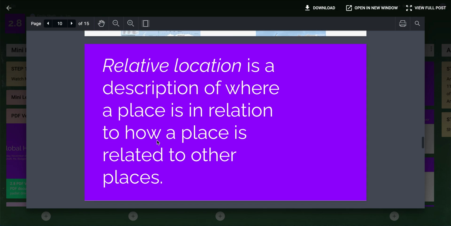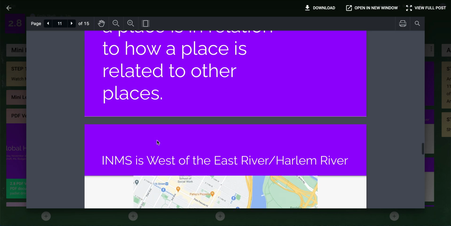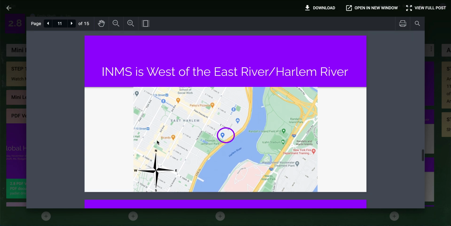And part of understanding the connection between places is being able to explain the relative location, which is a description of where a place is in relation to other places, which, that definition makes no sense. So I provided some examples for us to really understand. Isaac Newton Middle School, we know that's this location, this little circle right here. It is west of the East River or Harlem River. So if we wanted to go from the Harlem River or the East River, we would have to go west to get to Isaac Newton Middle School.